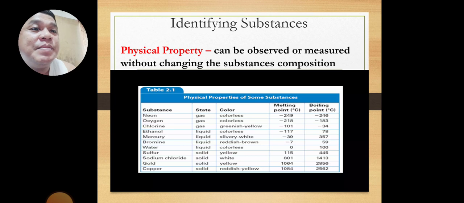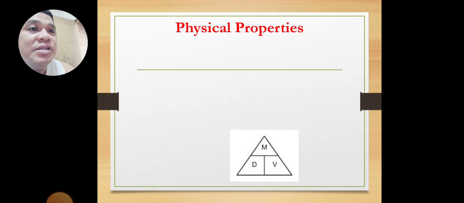For example, the perceptual properties of some substances, say neon in the form of gas: its color is colorless. Its melting point is negative 248 and boiling point is negative 248. So no matter how big or small it is, when it comes to physical property, you have to observe that there are no changes in its chemical or substance composition.